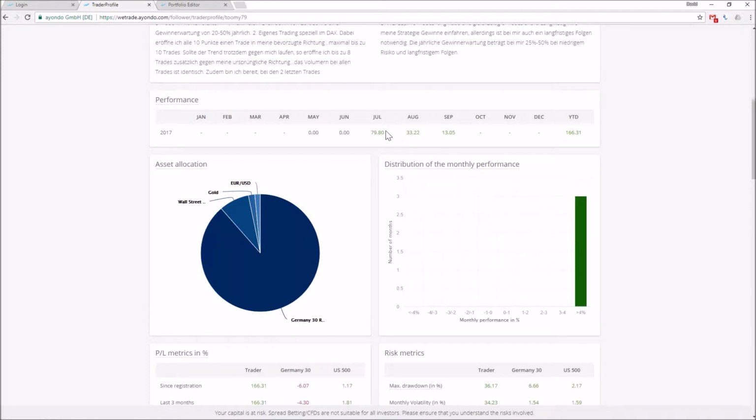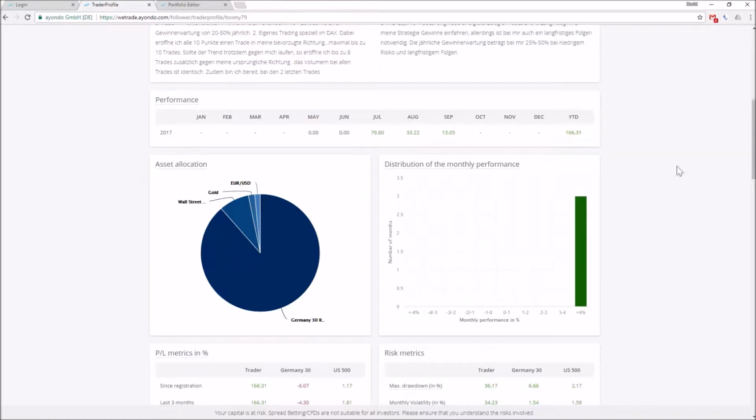So you can see it breaks it down now on a month-by-month basis. So this lets us see exactly how the money has been made. In July, 79.8% return. So not far off doubling the account in a month, which suggests it's a great number, but suggests taking on a level of risk that might be too much for some people. August, 33% return. September, 13% return.